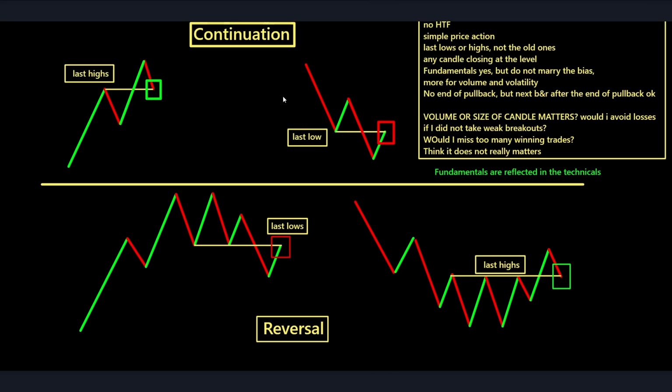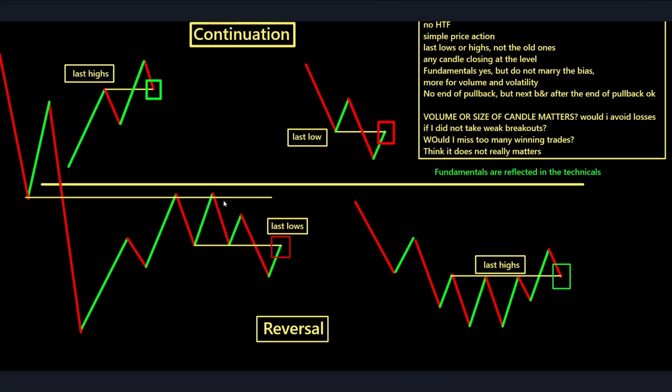Not entering at the end of pullback, trying to catch the falling knife, but after you have the confirmation, that's it. Because maybe think about this setup coming after a strong bearish movement, something like this, where you had this movement before that. These last lows are being retested, but I will not enter at this end of pullback, because now this is not a break and retest anymore. I will not enter here, but I will wait for the confirmation that this is actual end of pullback before entering the break and retest lows.